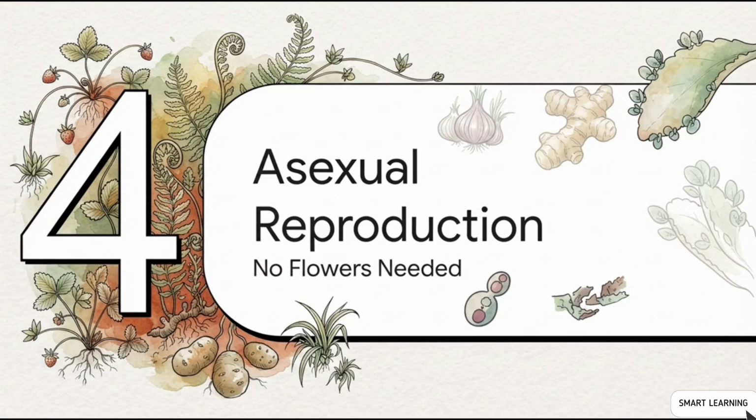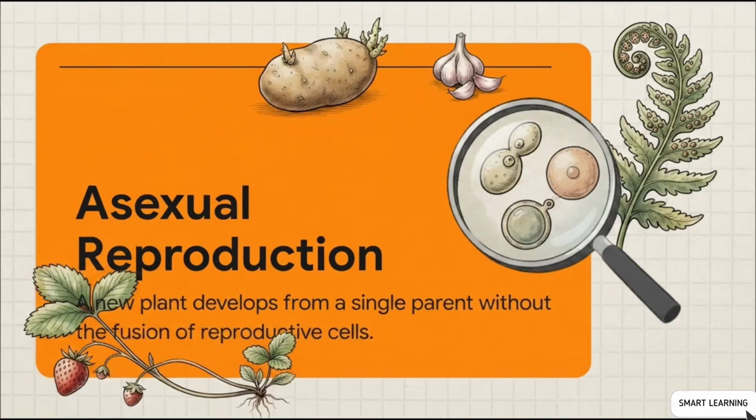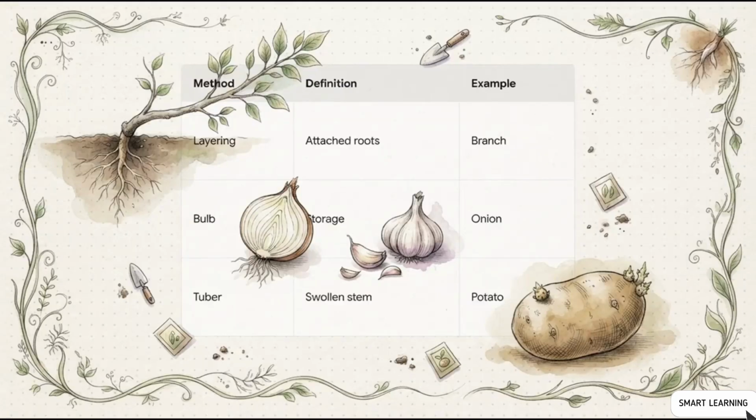Moving right along to Section 4, asexual plant reproduction. So you might be wondering, what happens when plants don't use flowers? Well, in asexual reproduction, a new plant develops from a single parent without the fusion of reproductive cells. That means no pollen, no stigma, no fertilization whatsoever. It is a true solo act. Out in the real world, this actually happens in a few fantastic everyday ways that you've probably seen. First up is layering. This is when a branch bends down, gets covered with soil, and roots just start developing on the stem while it's still attached to the parent plant.